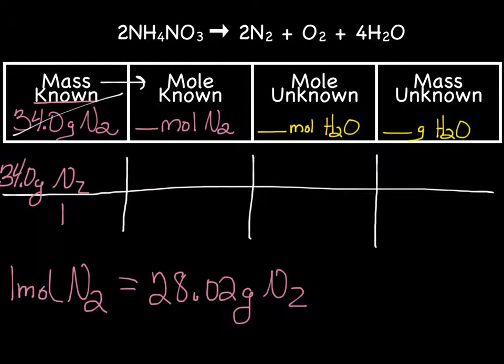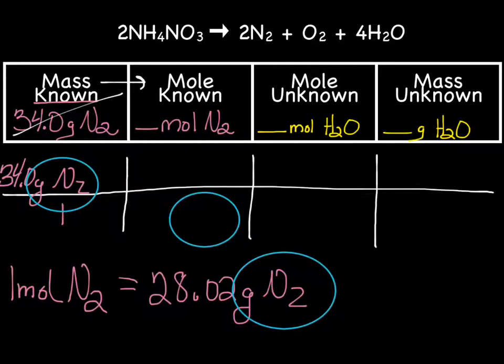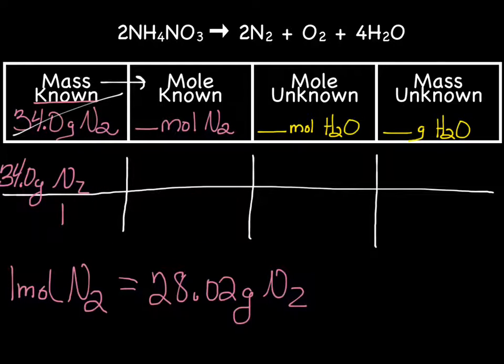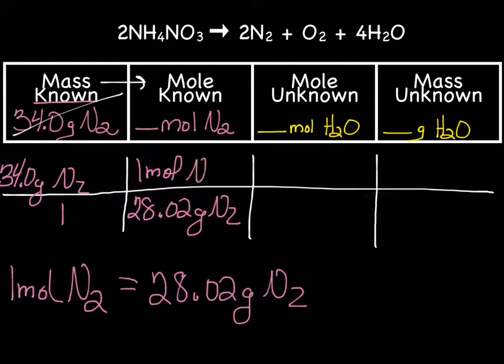And now these 2 things need to go into our grid. To decide which one goes where, we look at what we have up at the top in our grid. We have grams N2, so down at the bottom here we need to have grams N2, which just so happens to be that guy there. So the bottom is going to be 28.02 grams N2, which means 1 mole N2 has to go on the top.